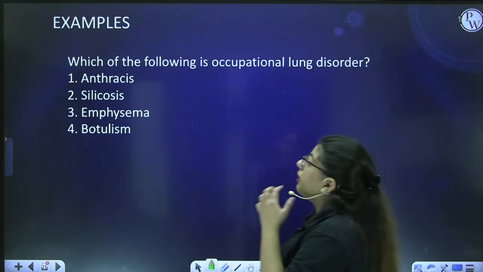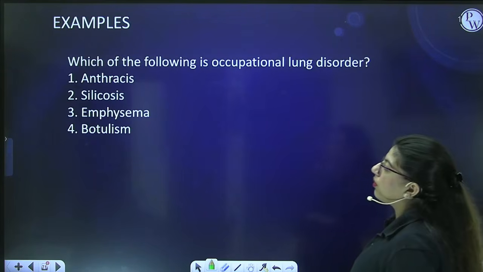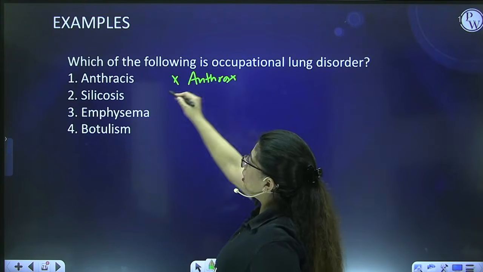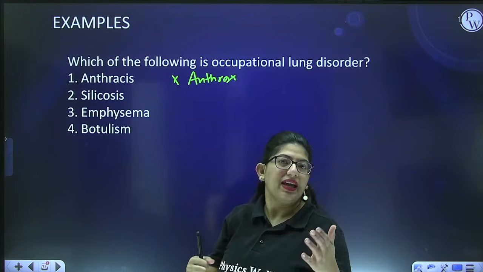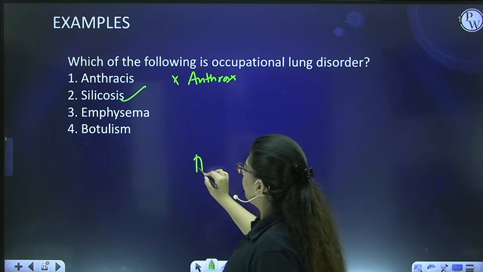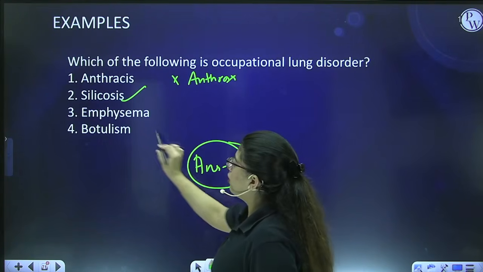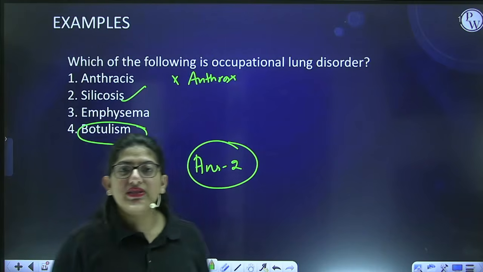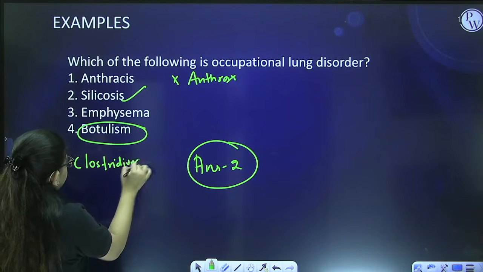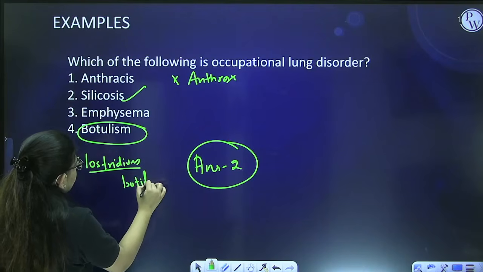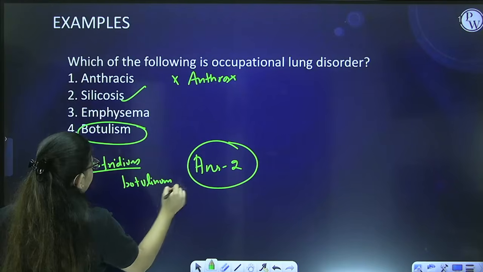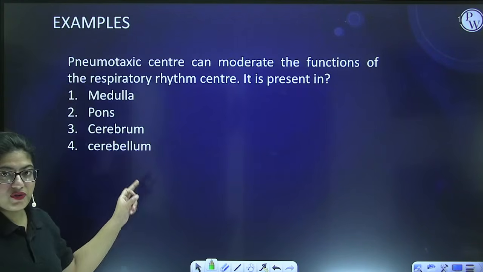Next. Which of the following is an occupational lung disorder? Anthracis? No. Anthrax occurs to animals, anthracis occurs to us, due to Bacillus anthracis. Okay. Silicosis is the occupational respiratory disorder. What is botulism? Botulism is a disorder that occurs due to the bacterium Clostridium botulinum. It leads to paralysis of skeletal muscles.